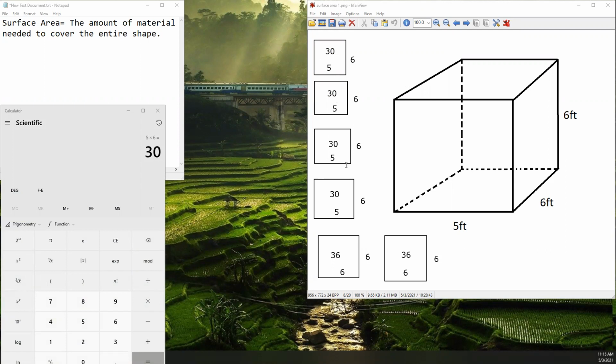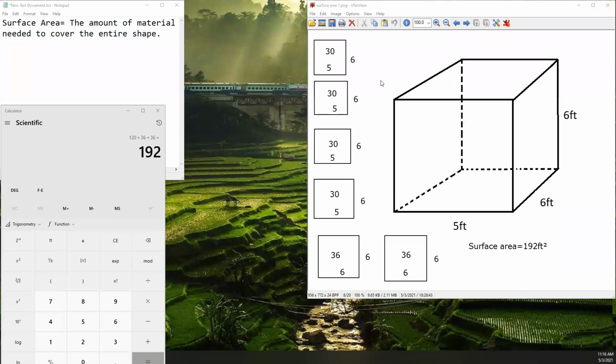And then we just add them all together. So we have 1, 2, 3, 4 30s. So we could just do 30 times 4 plus 36 plus 36 equals. Surface area equals 192 feet, and this is where they're going to get you, squared. We are covering the shape. We're not filling it. Since we're covering it, your units are squared, not cubed. Surface area, area is squared, volume is cubed.